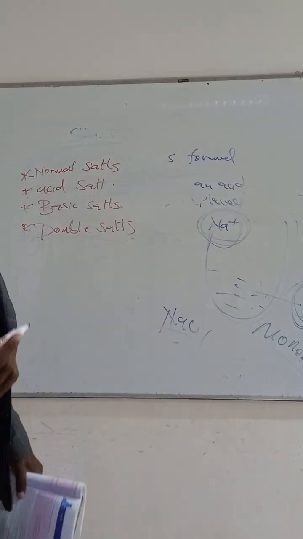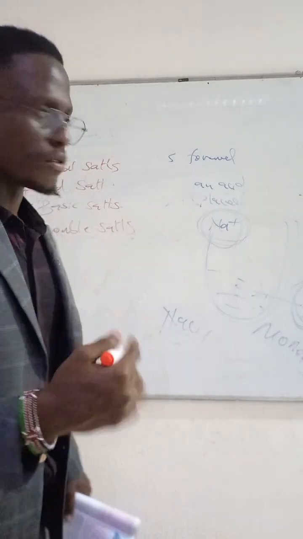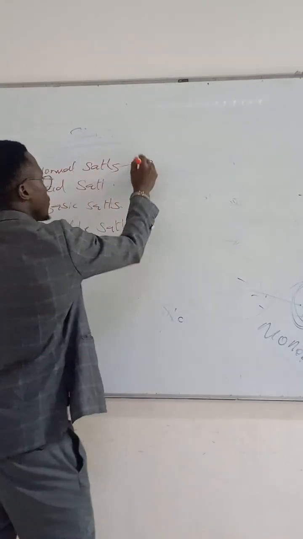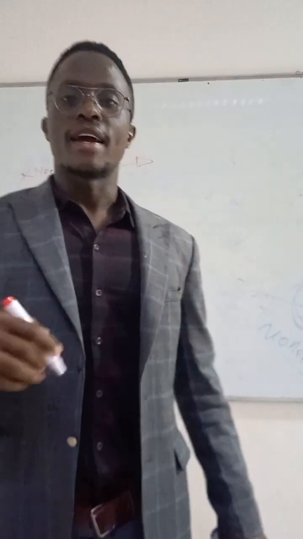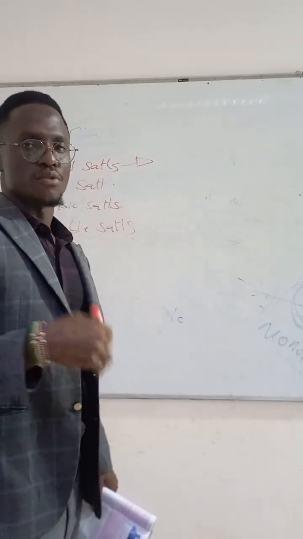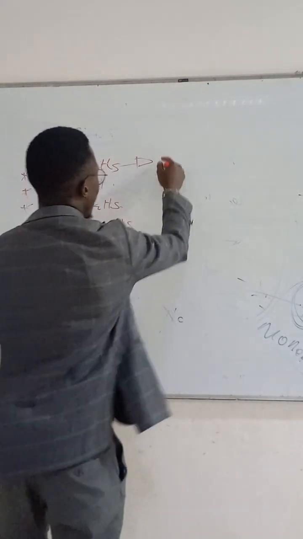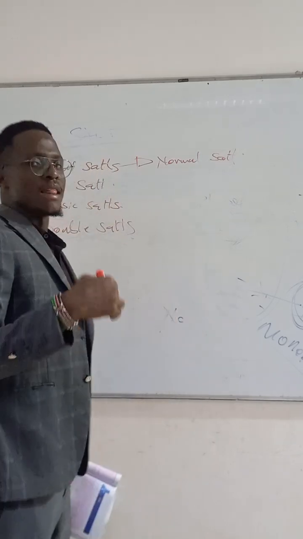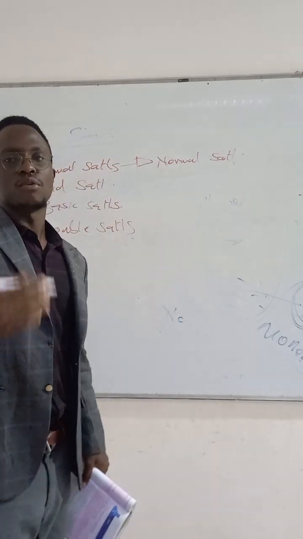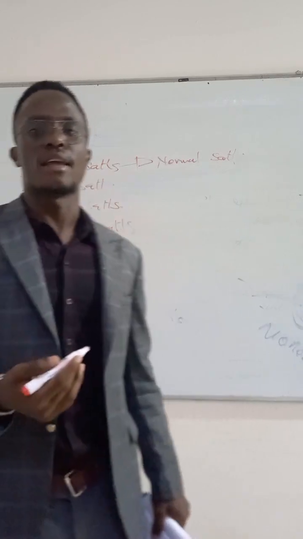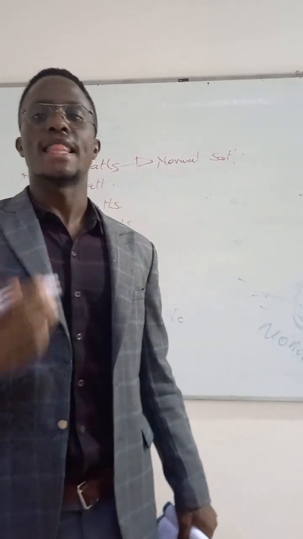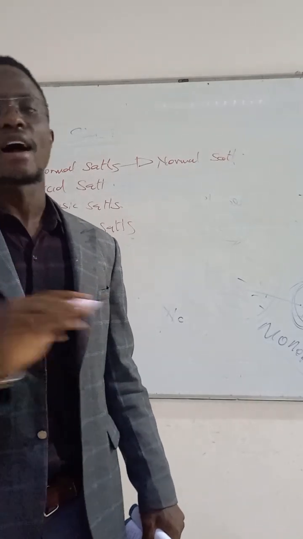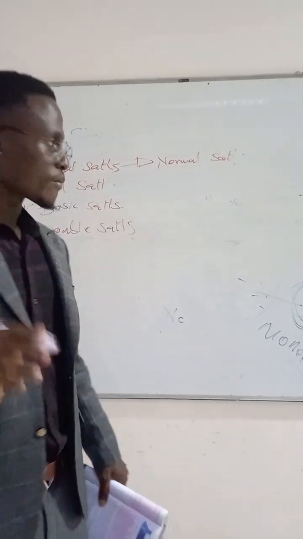As a student, you must ask yourself, what is a normal salt? Do you know how to define a normal salt? Because they can ask you in an exam. You will say that a normal salt is a salt that does not contain any replaceable hydrogen ions. It means that the hydrogen ions in the acid have been wholly replaced by a positive ion, so it doesn't have any replaceable hydrogen ions.